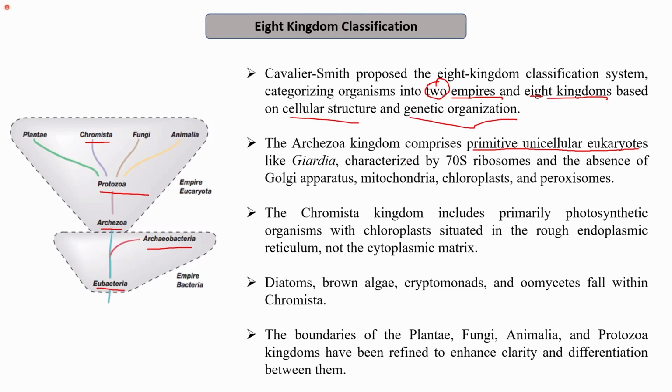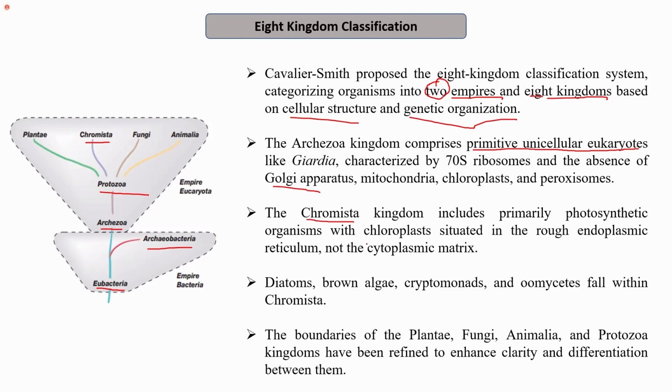primitive unicellular eukaryotes like Giardia, which was characterized by the 70S ribosome and the absence of Golgi apparatus, mitochondria, chloroplast, and peroxisome. So the eukaryotic organisms that were lacking the Golgi apparatus, mitochondria, chloroplast, and peroxisome, for example Giardia, were placed into the kingdom Archezoa. The second kingdom that was added is Chromista.